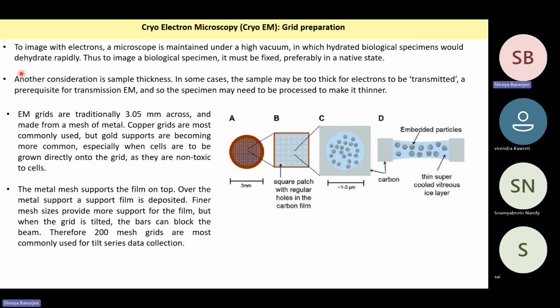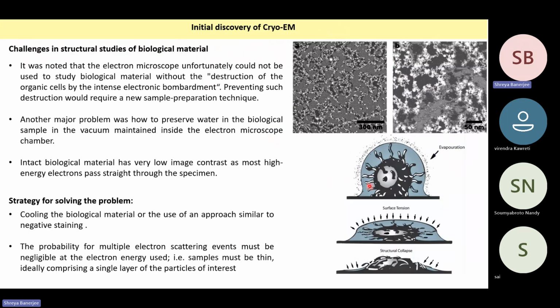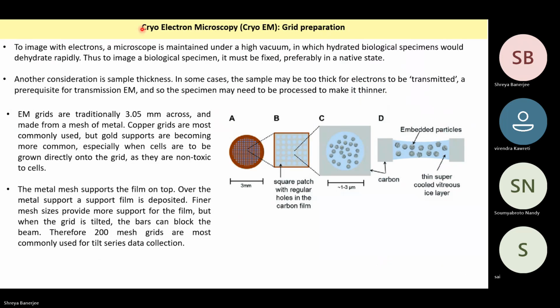Now we will talk about the sample preparation. To image with electrons, a microscope is maintained under a high vacuum in which hydrated biological specimens would dehydrate rapidly. We just saw that in high vacuum, the water around the biological specimen will be evaporated and the sample will just collapse. So to image a biological specimen, it must be fixed, preferably in a native state.